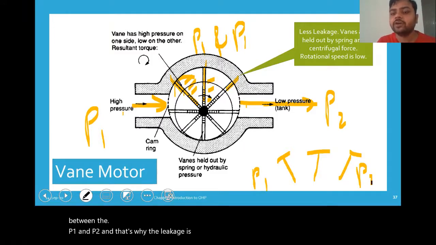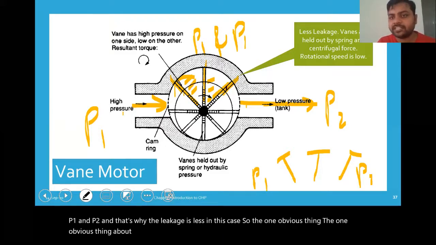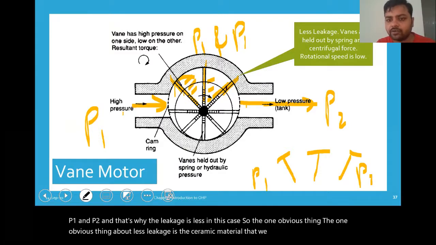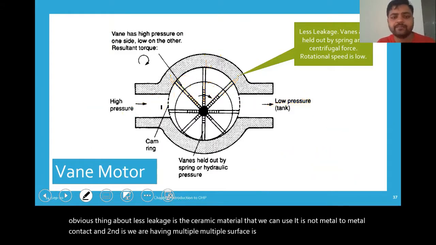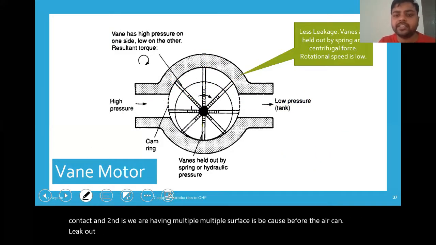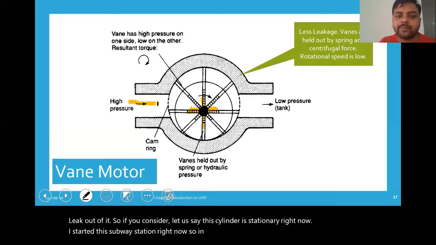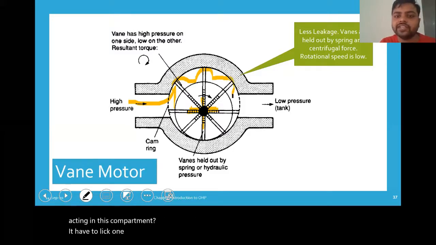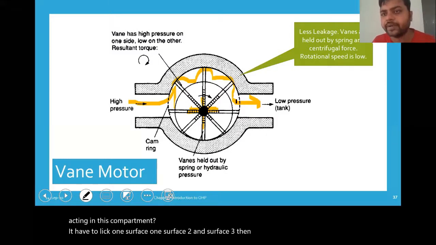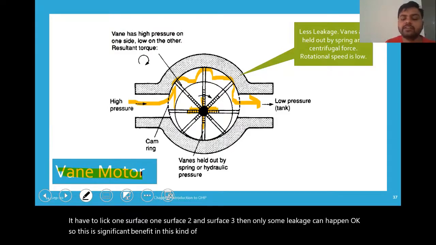in this case. So the one obvious thing about less leakage is the ceramic material that we can use. It is not metal to metal contact, and second, we are having multiple surfaces before the air can leak out of it. So if you consider, let us say this cylinder is stationary right now. This shaft is stationary right now. So in that case, what will happen here? The pressure P is acting in this compartment. It has to leak past surface 1, surface 2, and surface 3. Then only some leakage can happen. Okay, so this is a significant benefit in this kind of arrangement, that is vane motors.